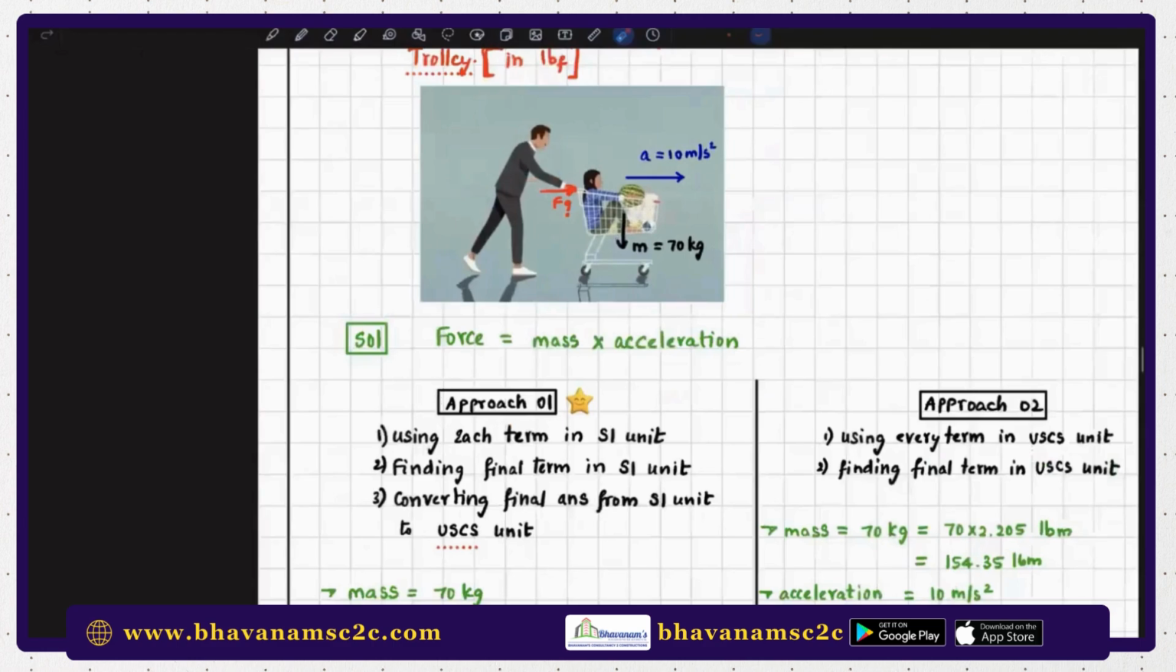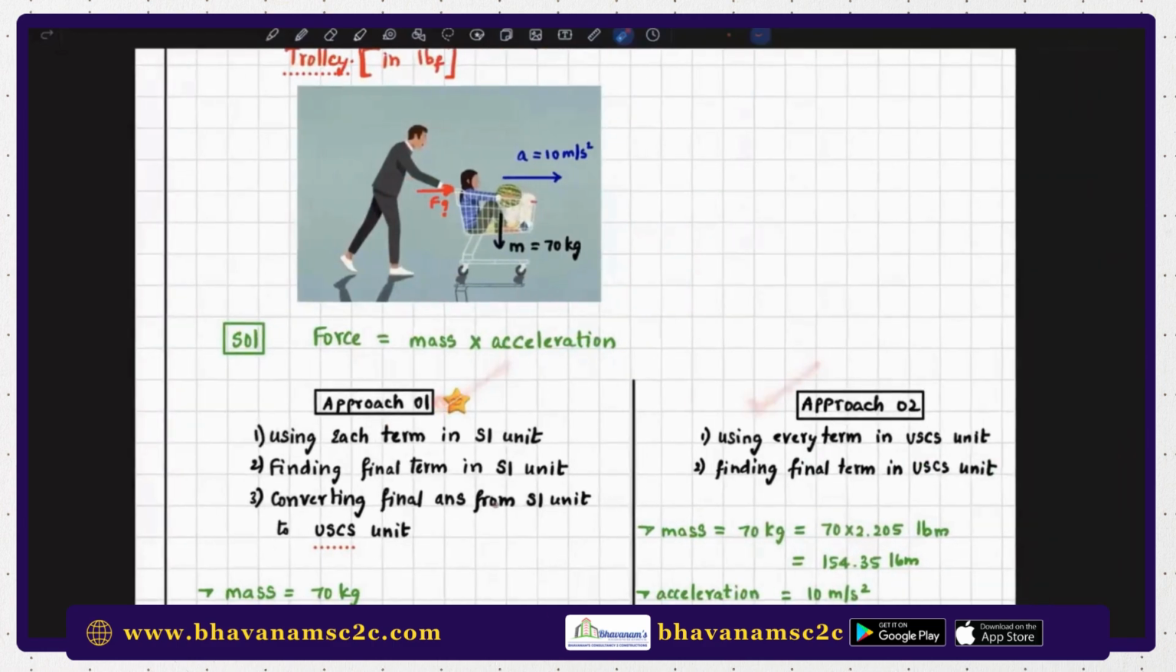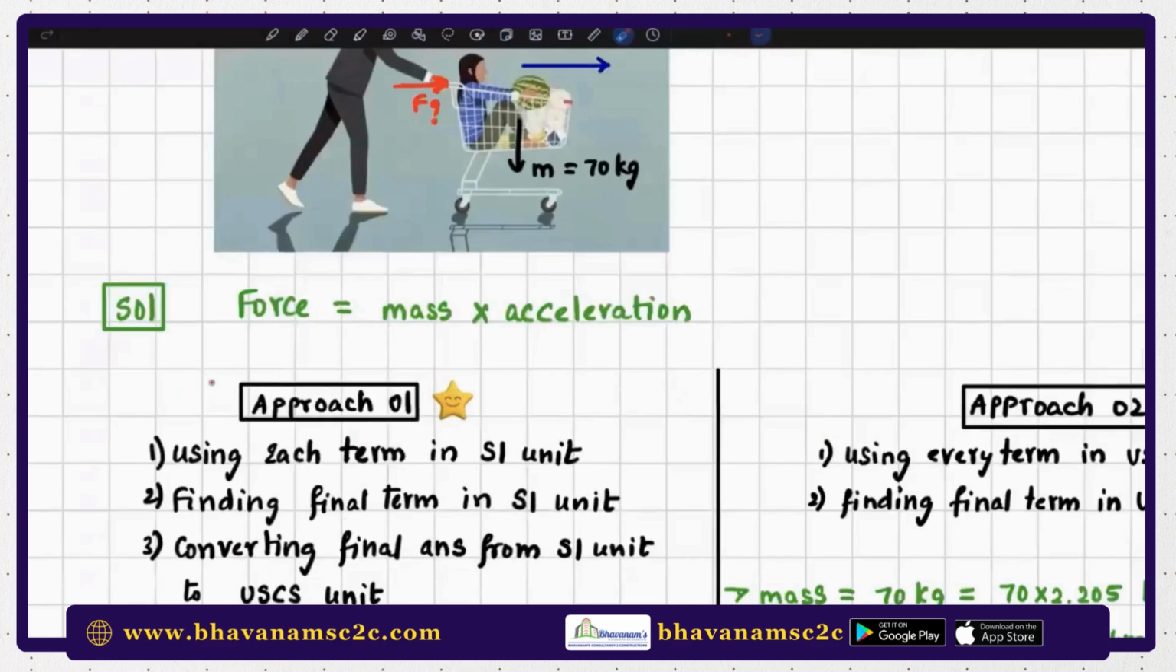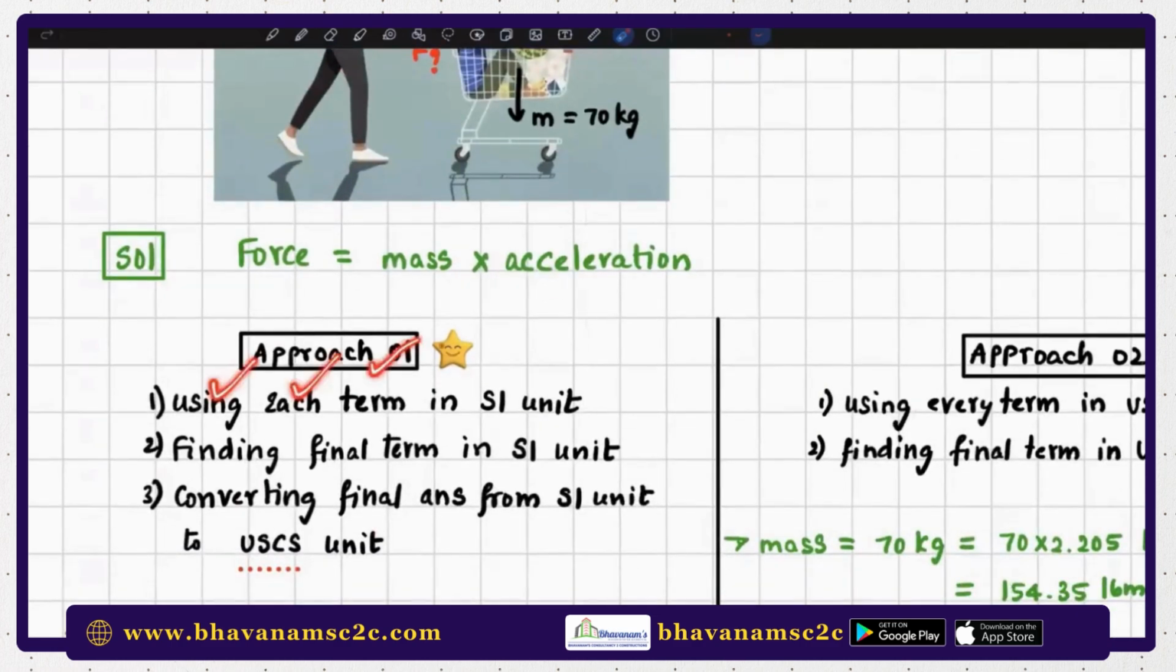Can get the answer. There are two approaches. What are the two approaches here? The first approach is using each term of the formula in the SI unit. So you take this in kg, you take this in meter per second square. You find the final term.